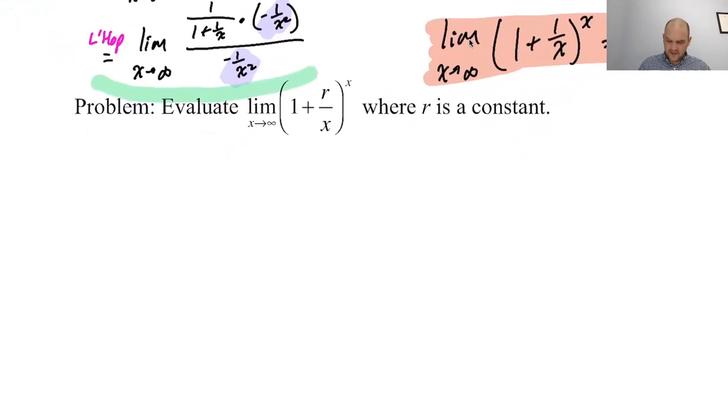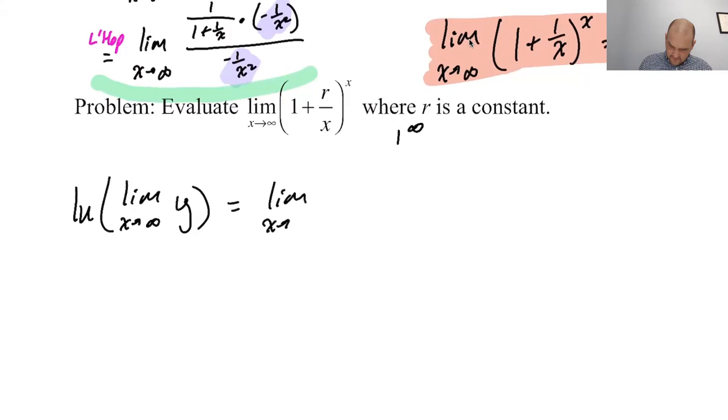All right, can we do this one? Can we do this one quickly? Can I do anything quickly? Tough call. All right, let's just do it. Let's see. How many steps is it okay to skip? Let's say that this is basically, well, I mean, we're dealing with 1 to the infinity again. So I'm going to say that it is the natural log of the limit as x approaches infinity of y equals the limit as x approaches infinity of x natural log of 1 plus r over x.